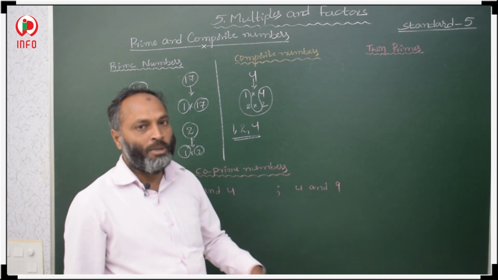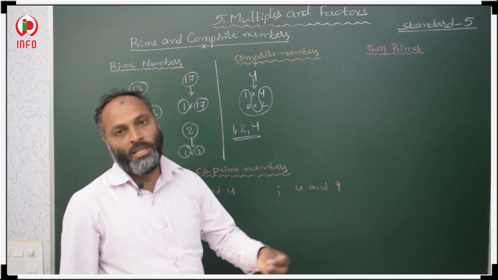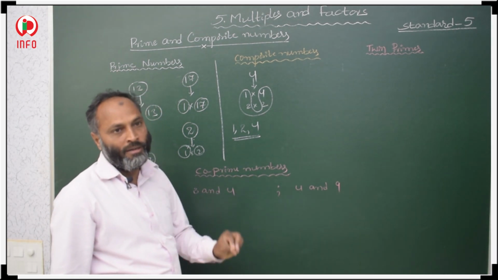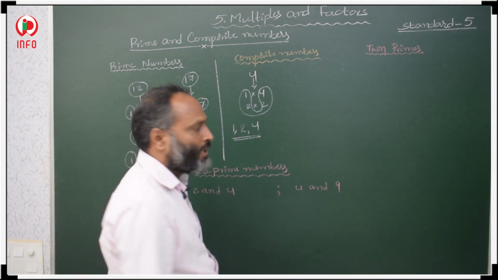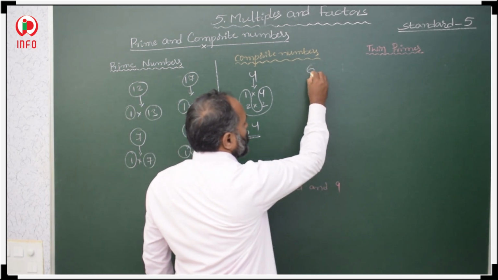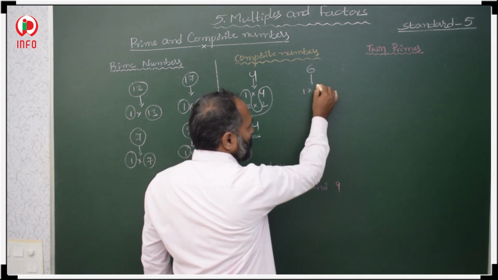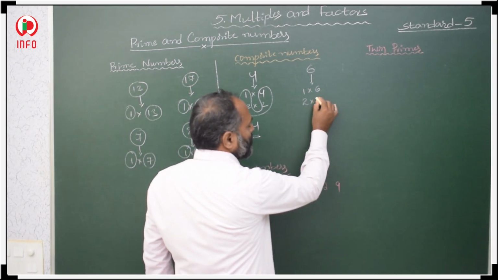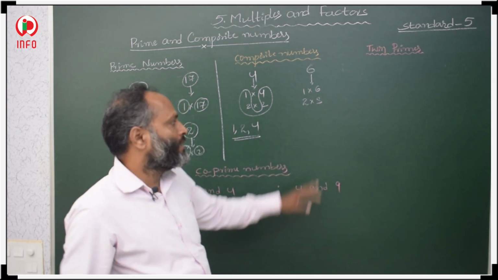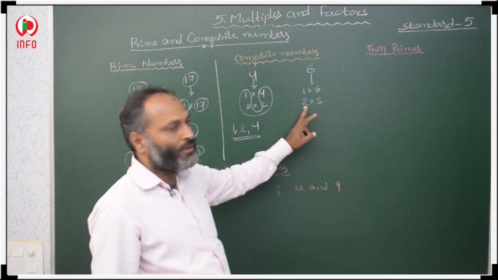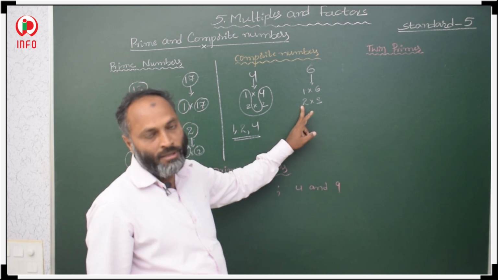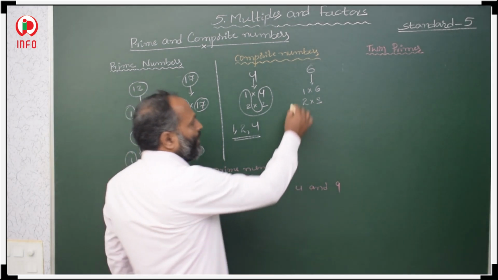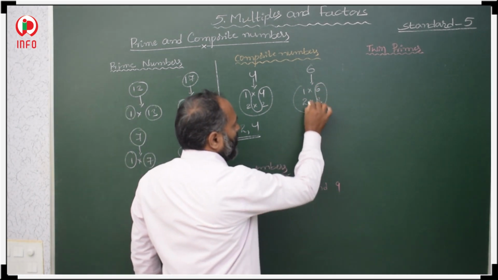More than 2 means 3, 4, 5, 6, 7, whatever it is. This means if any number has more than 2 factors, that is a composite number. Suppose 6. Factors of 6: 1 6 is 6 first, then 2 3 is 6. Again 3 2 is 6, but it just reverses the order, so do not take it. You stop here only. That is enough. Now, how many factors does 6 have?